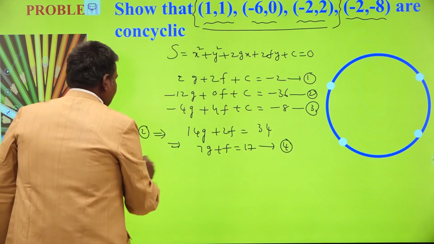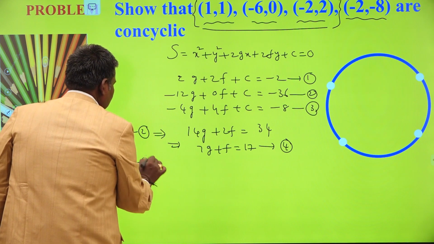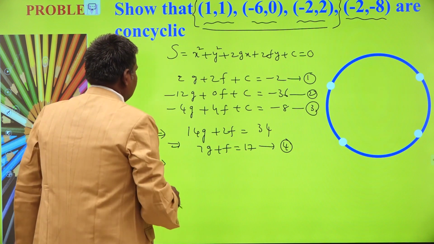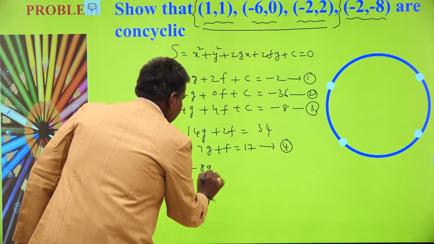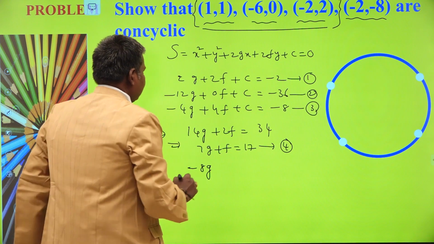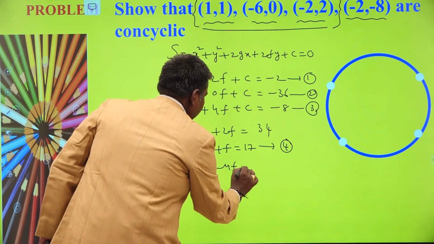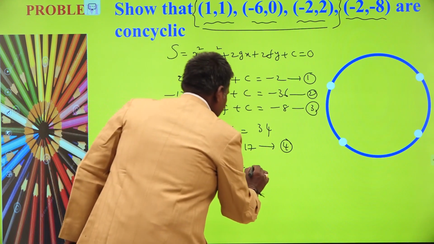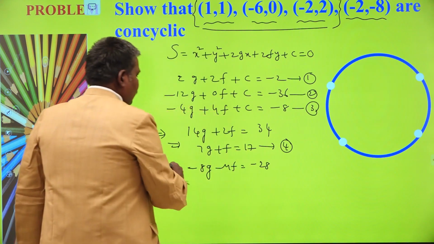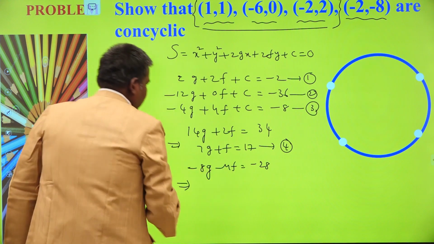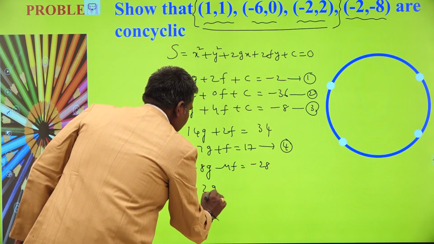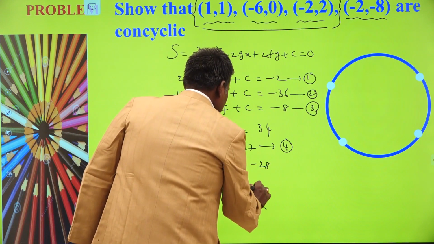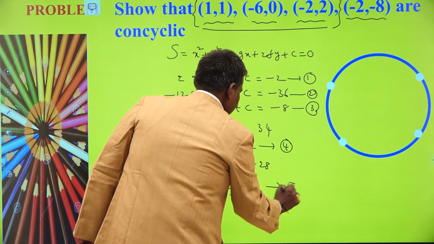Again, 2 minus 3, what happened? 2 minus 3 implies minus 12 plus 4, that is minus 8g, next, minus 4f is equal to minus 36 plus 8, minus 28. Cancel out 4 on both sides, minus 4 itself cancels out. What happened? 2g plus f is equal to 7. This is equation number 5.